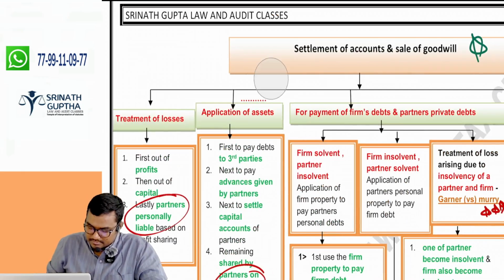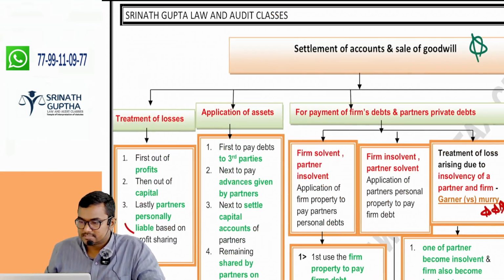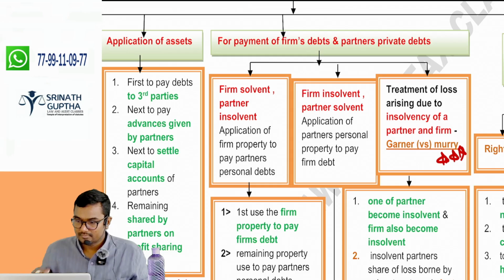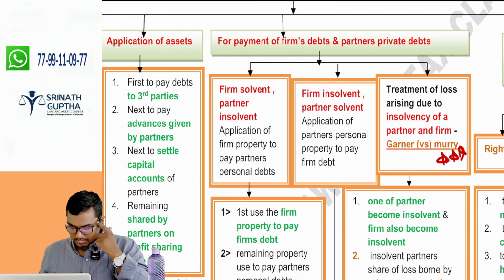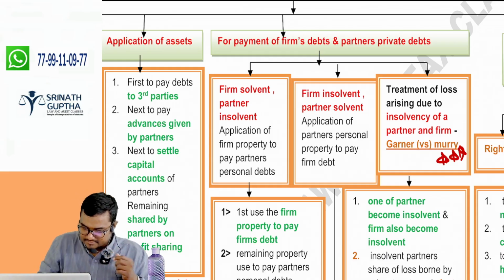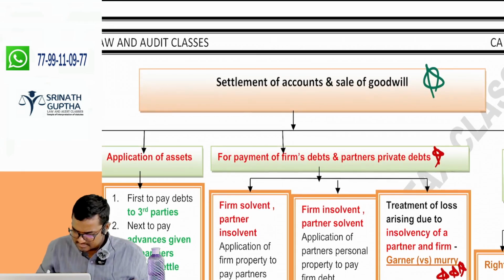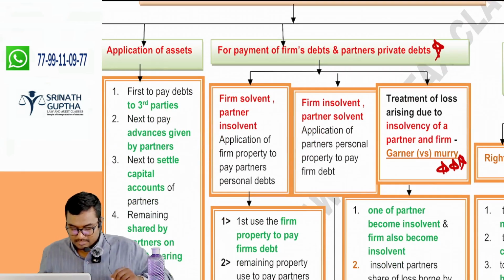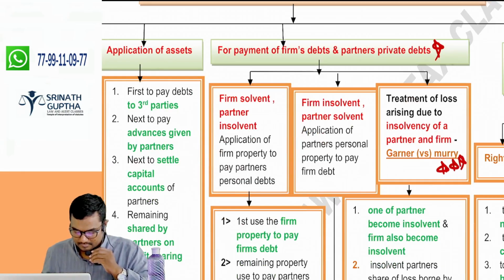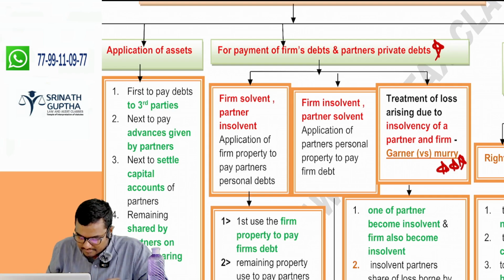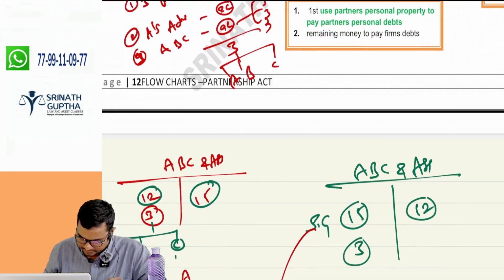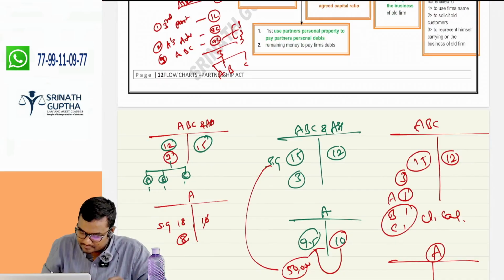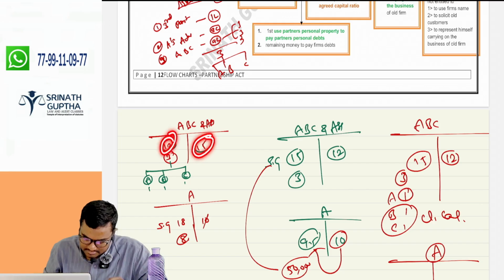Next, payment of the partners' debts and firm debts. Payment of partners' personal debts. You can keep 1 star here. I think we kept 1 star already. So, on the date of dissolution, the firm is solvent and the partner is insolvent.